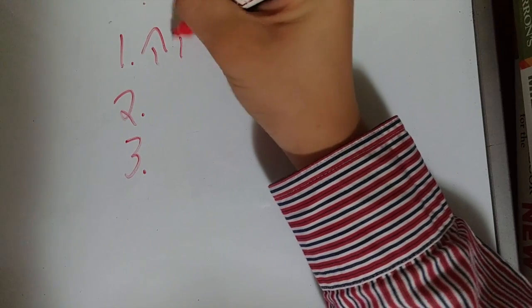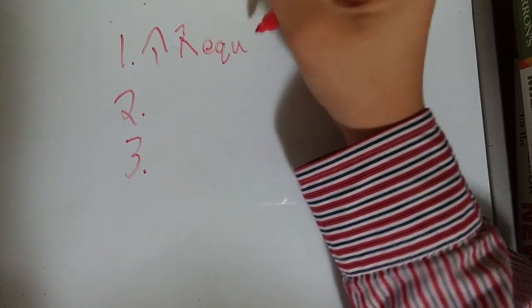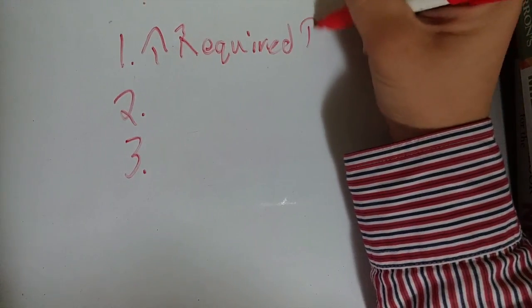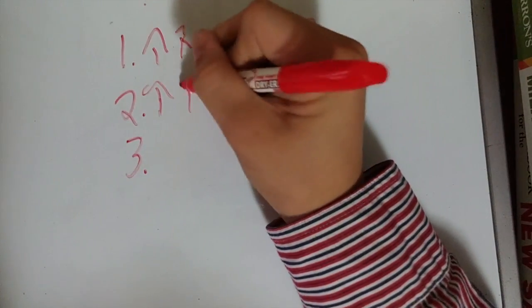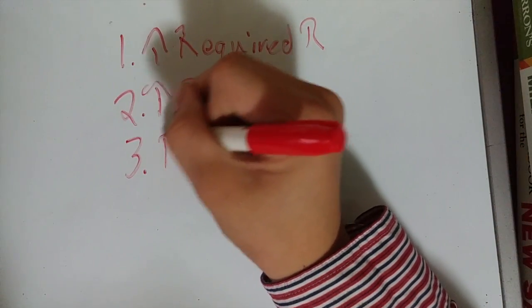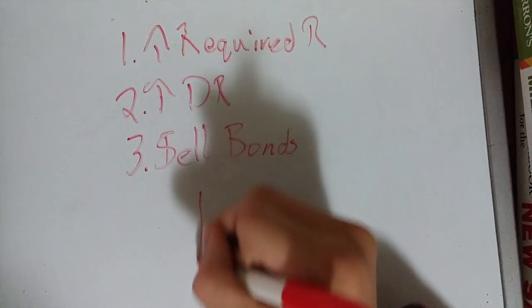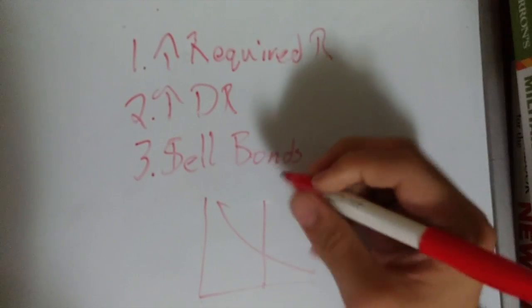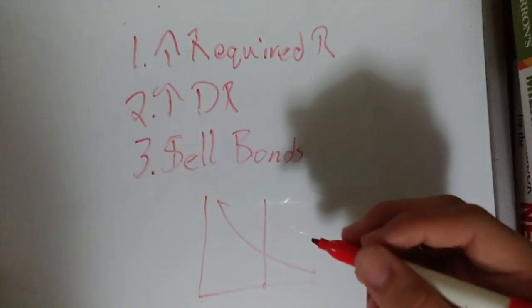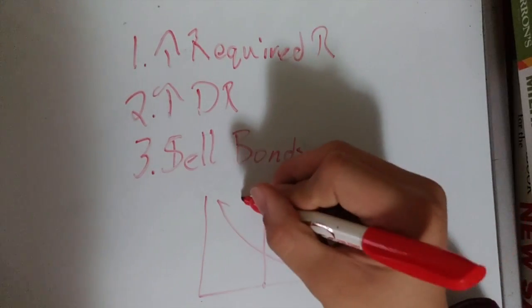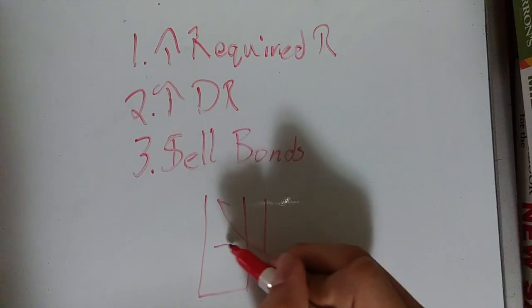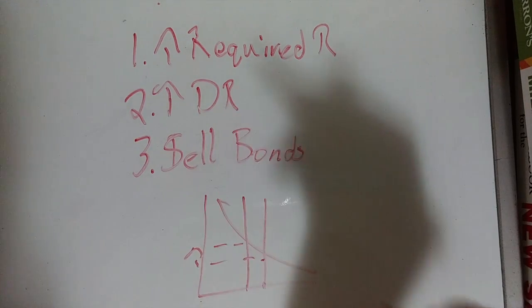So here we go. How do we do that? Simple enough. Three things. One, two, and three. So it is increasing the required reserve ratio, RR, increasing the discount rate, or finally, sell bonds. All three of these will cause the money supply to shift to the left, increasing the nominal interest rate, which is exactly what we want to do.